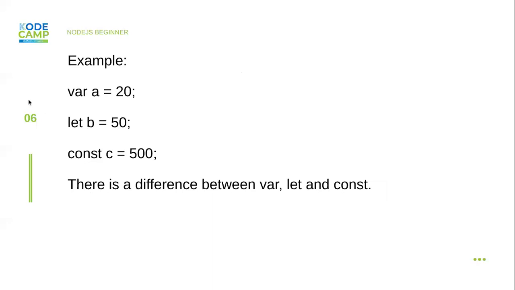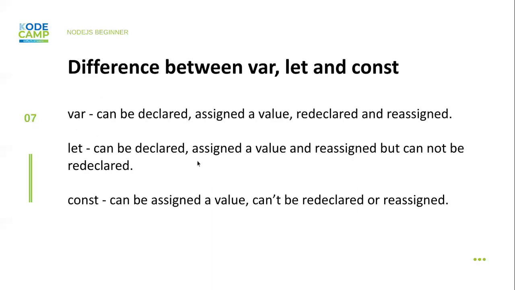All right, so we have some examples here. var A is equal to 20, let B is equal to 50, and then const C is equal to 500. I've already talked about the difference between var, let, and const. So var can be declared, assigned, redeclared, and reassigned. But then let can be redeclared and it can be assigned a value. It can be reassigned.